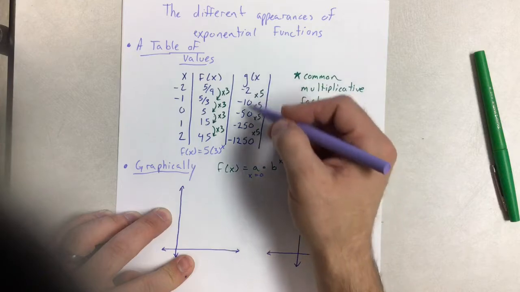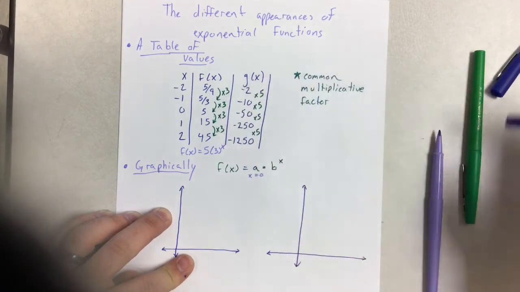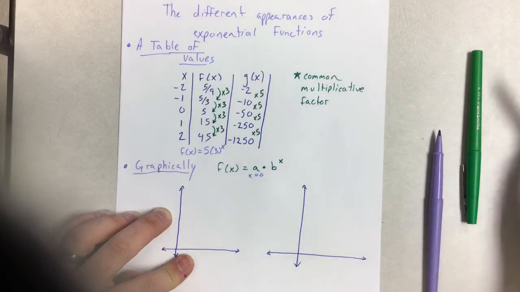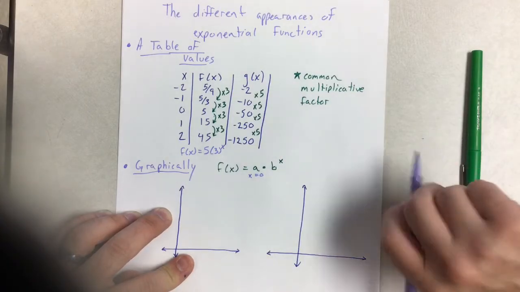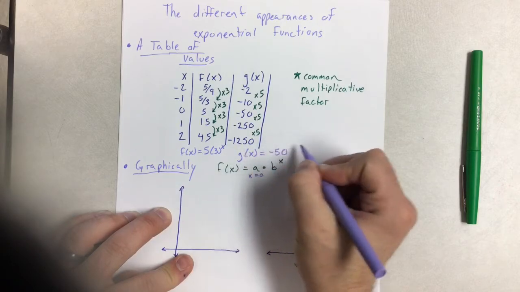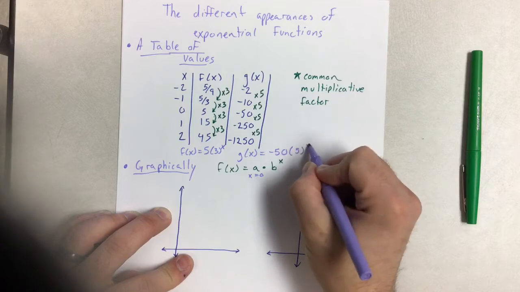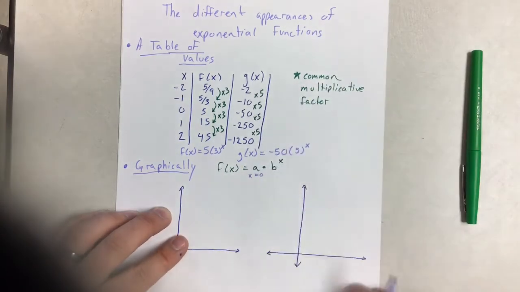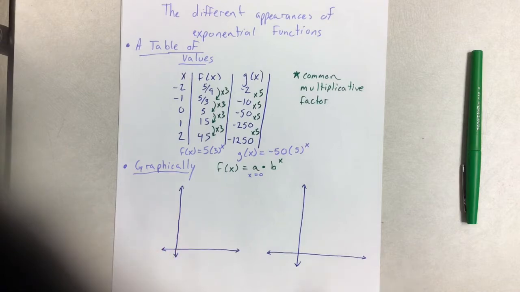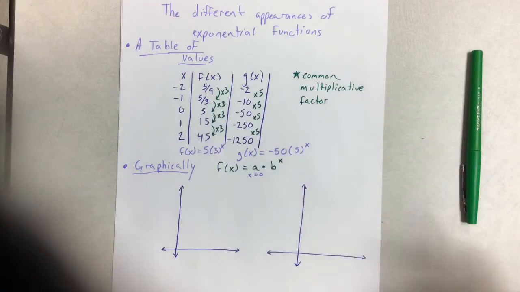So what would the function be for g of x? You're thinking about this, and you're noticing the initial value for g of x is -50. So we would have -50 with a factor of 5. So there we have the function for g of x. And that's exactly what we're looking for in a table of values. It's just a common multiplicative factor and then what the initial values are for each function, and that's it.